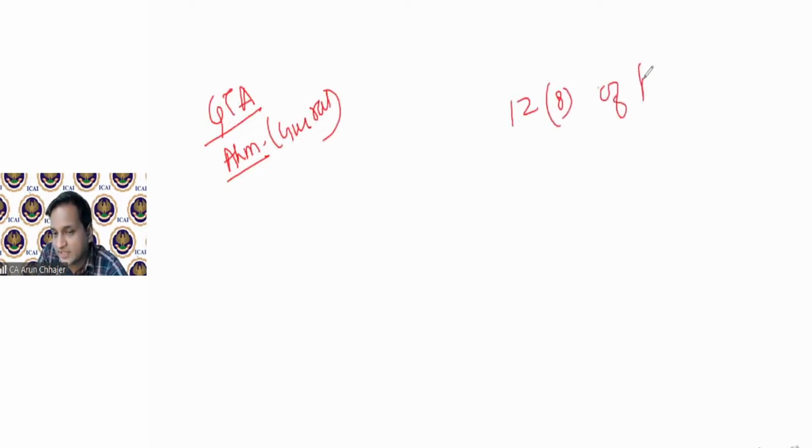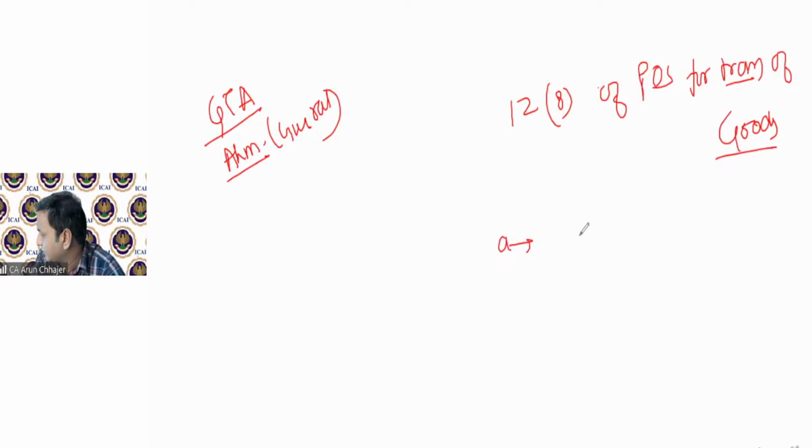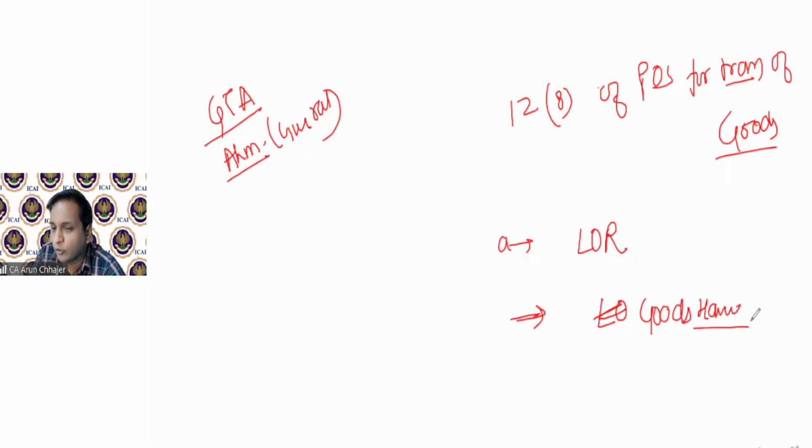Now, in the current example, the GTA belongs to Ahmedabad, Gujarat state. As per section 12 subsection 8 of IGST, the place of supply for transportation of goods: the first point says if the service has been given to a registered person, then the location of recipient. And the second point, if it is an unregistered person, then the location where the goods have been handed over for transportation, so the starting location. This is not relevant in our example.